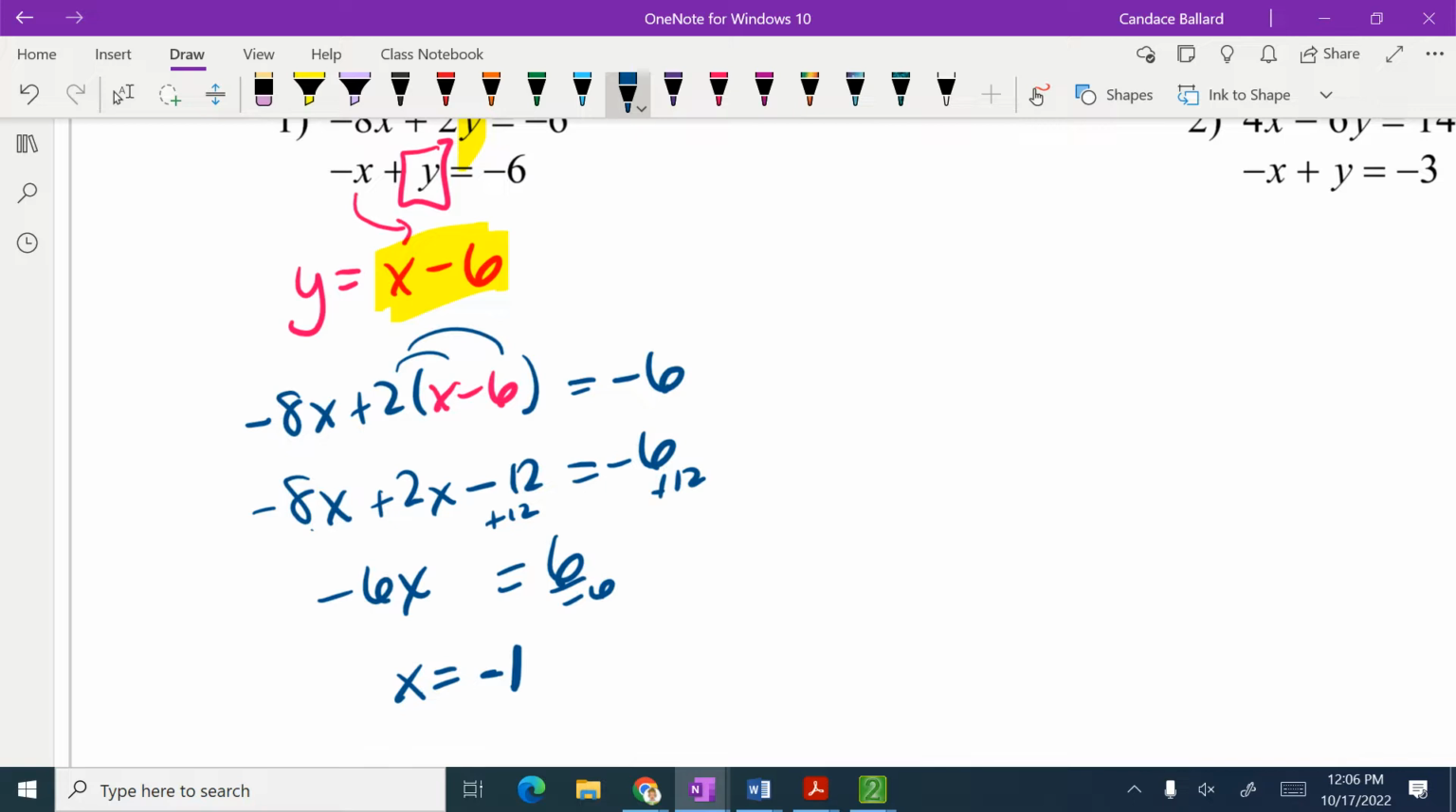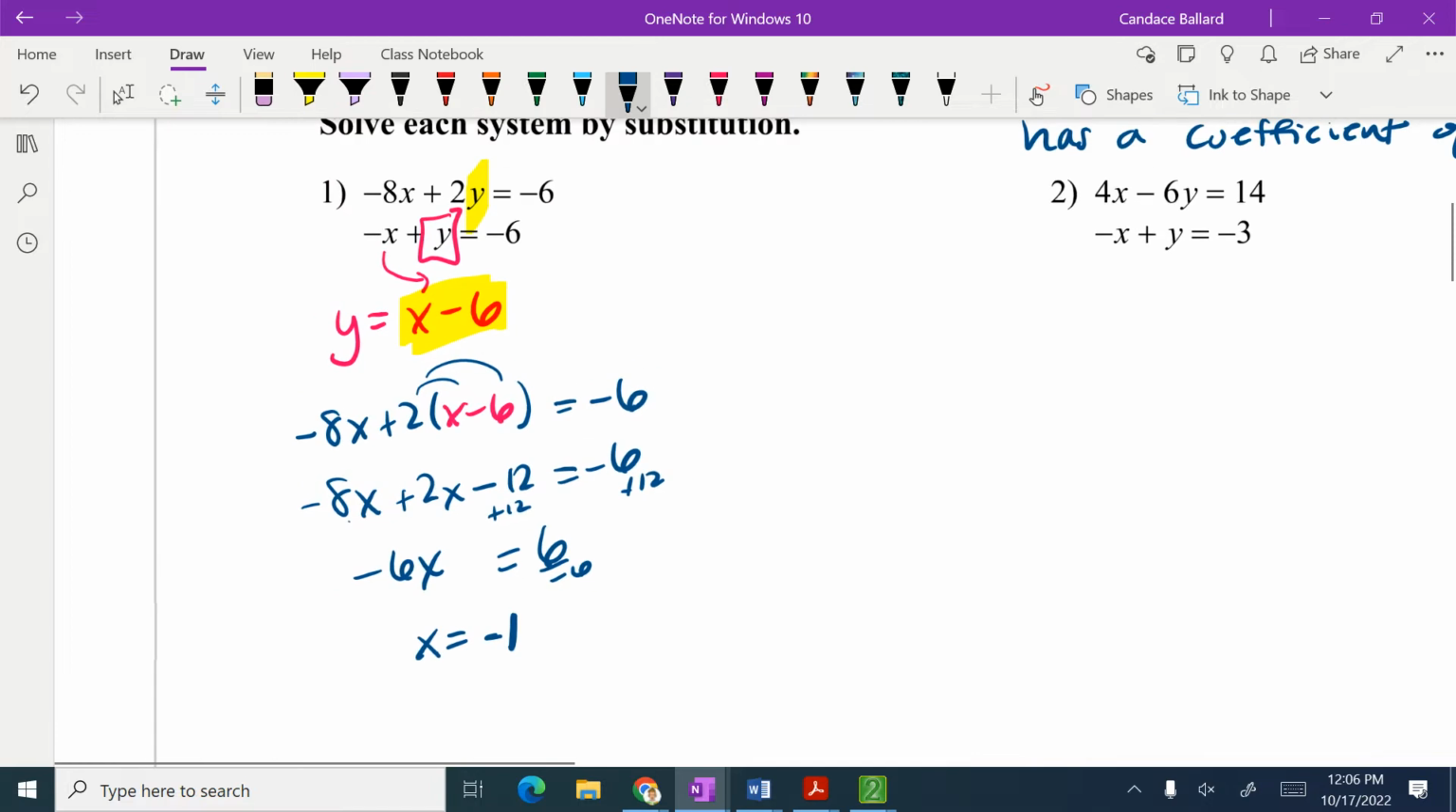I do not have the y value yet. I have to solve for that. So I have choices, okay? I can substitute into the first equation, I can substitute in the second equation, or I could substitute into the solved equation. So I'm going to choose to go into the solved one, but it doesn't matter. I could plug into any one of those three, and I'm going to get the same value, okay? So I'm going to plug it into the solved one.